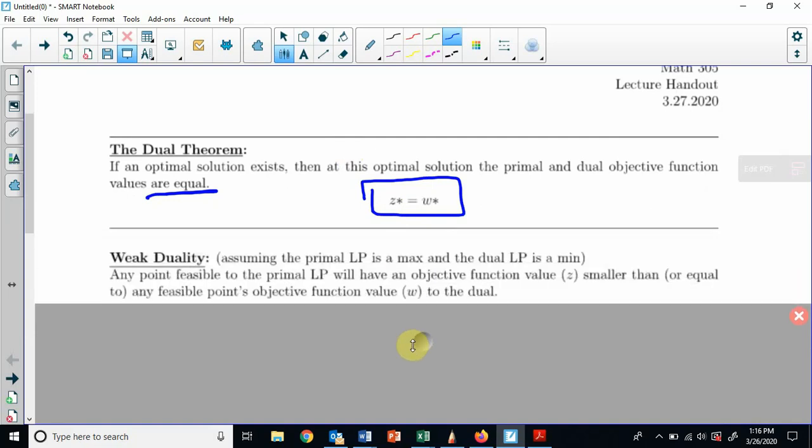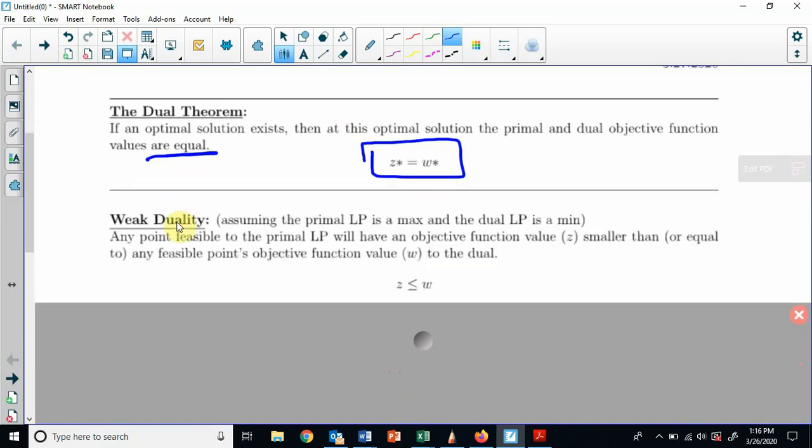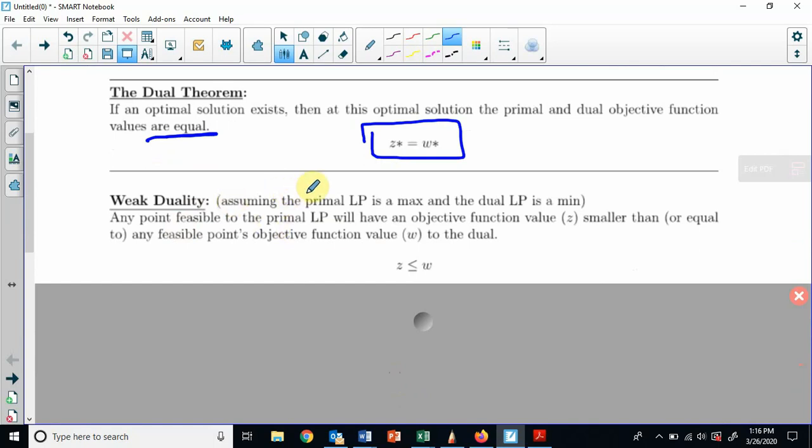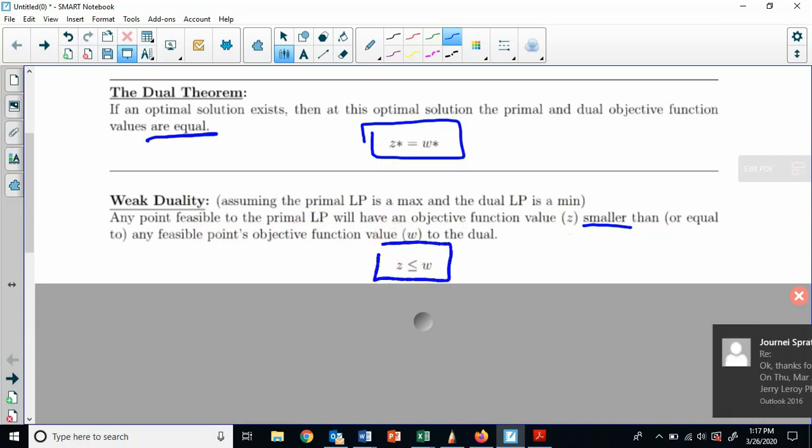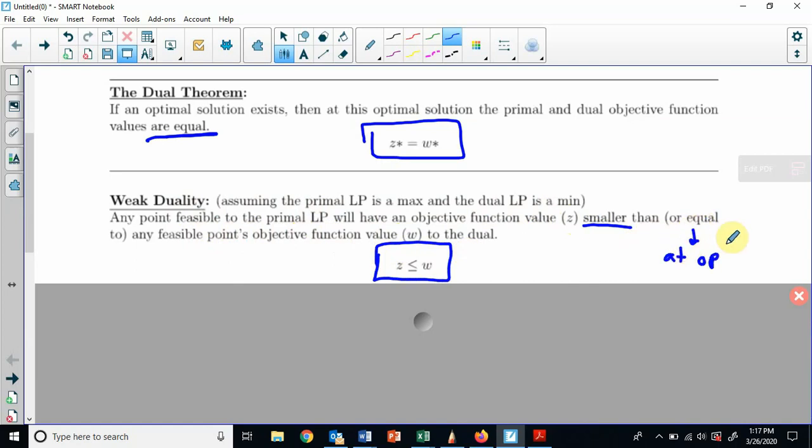Another powerful thing is weak duality. Okay, weak duality says this, that first let's assume the LP is a max and the primal is a max and the dual is a min. You could flip this and flip all the words, but any feasible point, so any basic feasible solution to the LP will have a function value z. It'll be smaller than or equal to any feasible point in the dual. So less than or equal to. When would it be equal? It'll be equal at optimality. Okay? So does everybody understand what I'm saying?